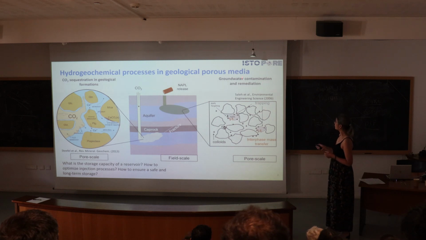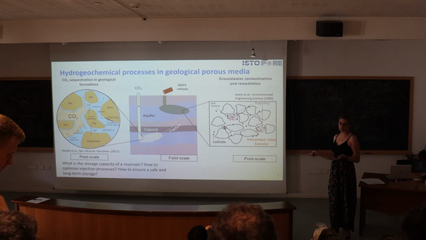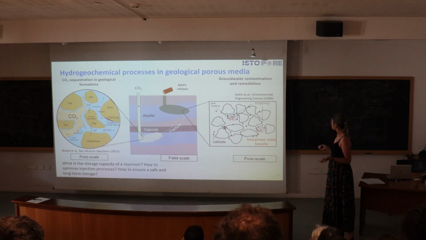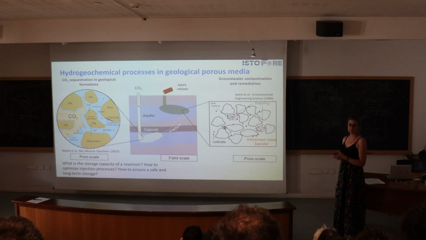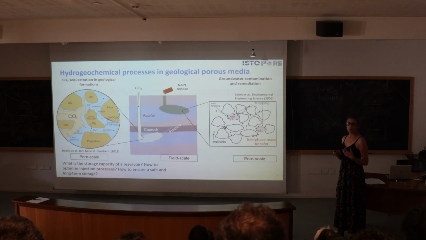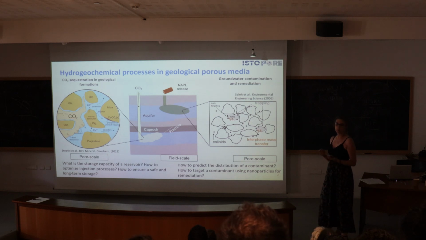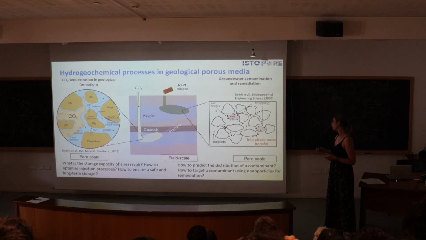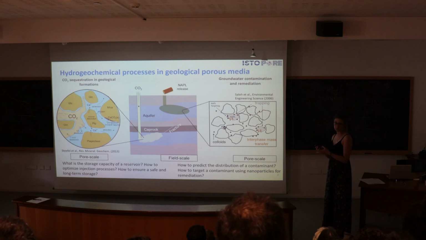Another process is groundwater contamination. For example, if you have a contaminant that forms an immiscible phase with water and gets trapped in your porous media, it's very difficult to remove this contaminant. One way to do remediation is to use nanoparticles that will help to remobilize the contaminants, or that will react with the contaminant to neutralize it in a way. So in this case, we want to be able first to predict where the contaminant will be distributed in the porous media, and how we can actually target a contaminant with nanoparticles, how we bring these particles to the contaminant for remediation.